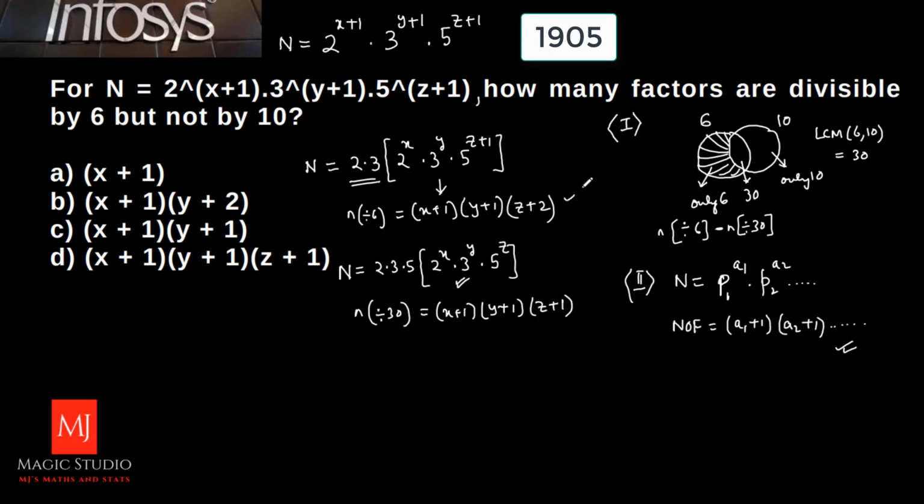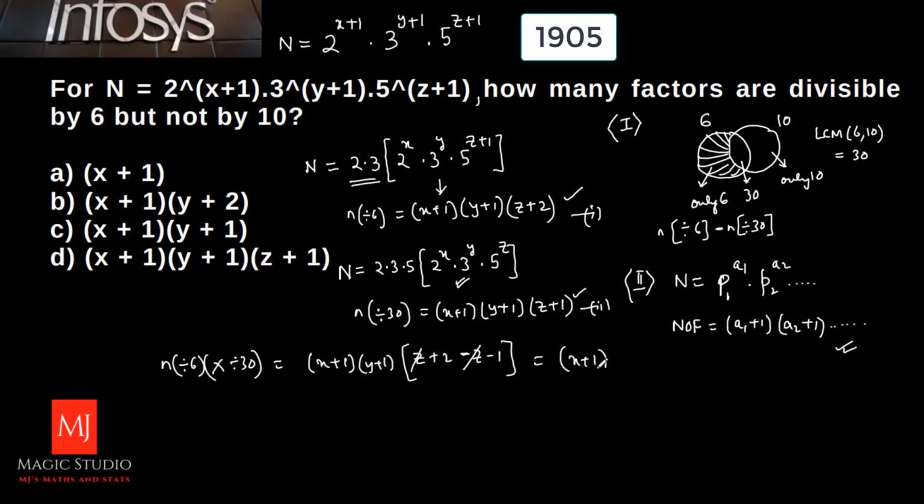So, number of factors divisible by 6 is this. Number of factors divisible by 30 is this. We are looking for factors which are divisible by 6 but not by 10. Number 1 minus number 2 will give us the answer. So, number of factors divisible by 6 but not divisible by 30 would be number 1 minus number 2. We can take common x plus 1 into y plus 1. We are left with z plus 2 minus z minus 1. That will give 2 minus 1 is 1. That is x plus 1 into y plus 1. Option C fits in.